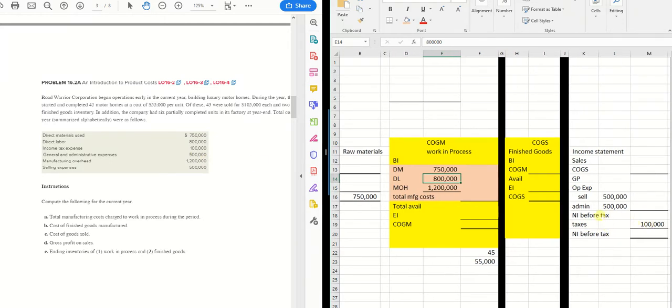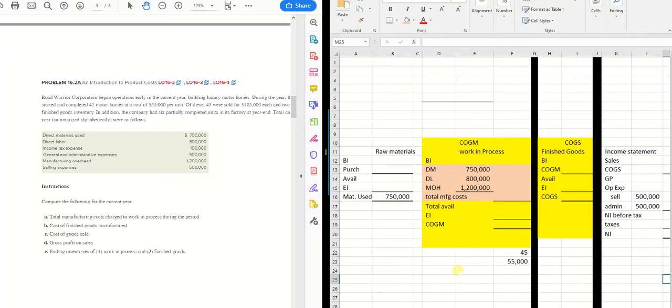I changed my income statement to sales minus cost of goods sold is gross profit, minus operating expenses gives me income before taxes, minus taxes equals net income. Okay, so that's net income before tax. Then I have general administrative expenses $500,000 right there. Manufacturing overhead 1.2 right there, and selling expenses $500,000 right there.